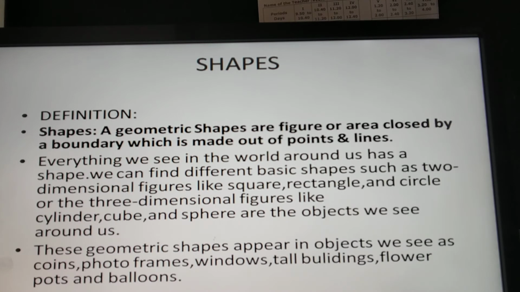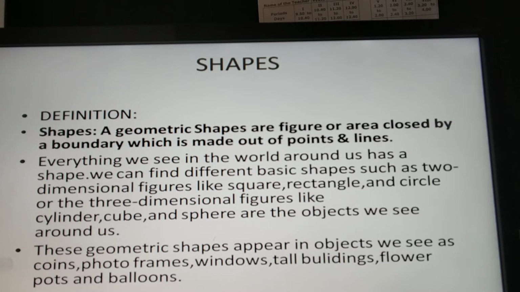Shapes. Before starting, let us know the definition of shape. Geometric shapes are figures or areas enclosed by a boundary which is made up of points and lines. So children, to make shapes, we need some points and lines. With the help of lines, we can create the shapes.